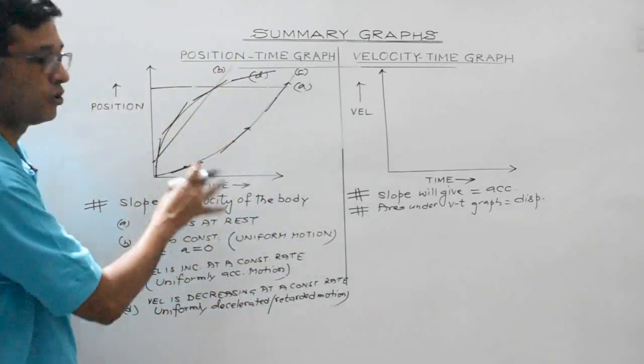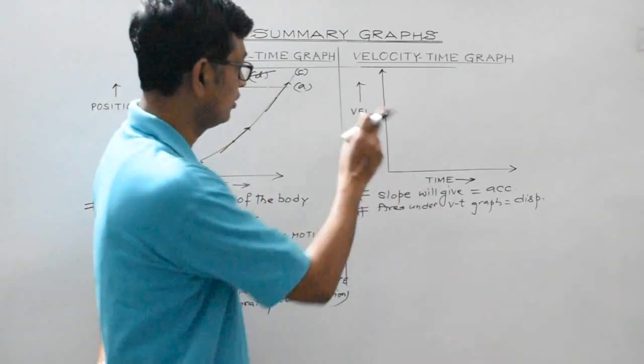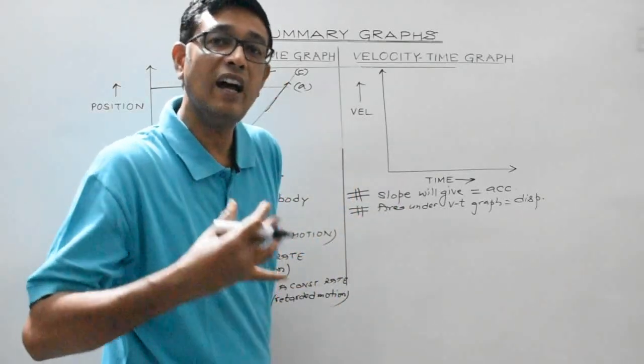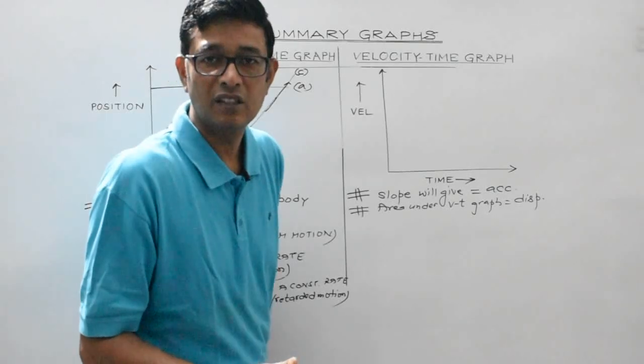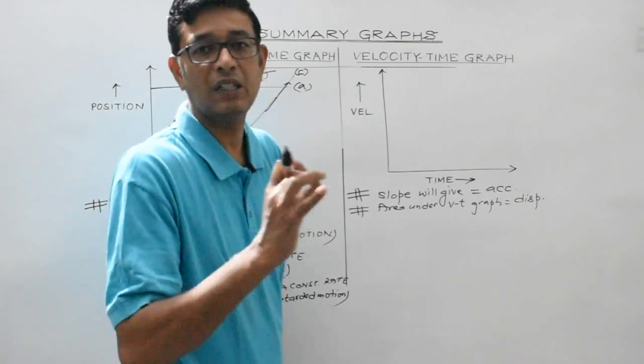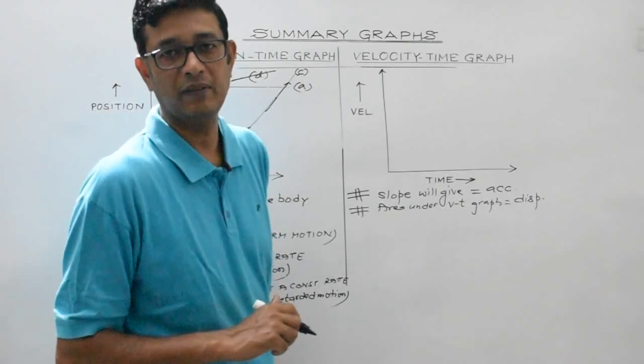So here the slope of the position-time graph gives us velocity. The slope of the velocity-time graph will give us acceleration. And the area under the velocity-time graph will give us the distance or displacement covered by the body between the two given intervals of time.